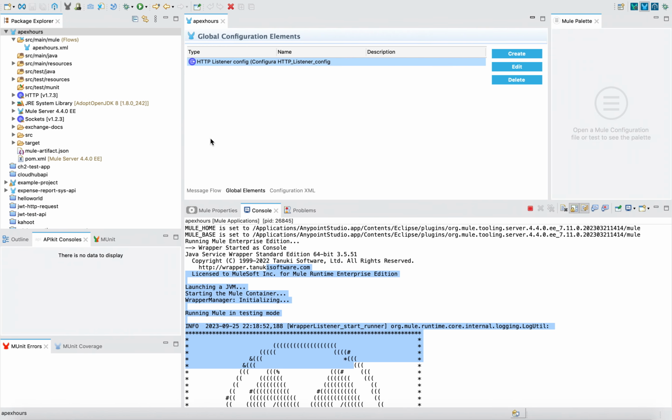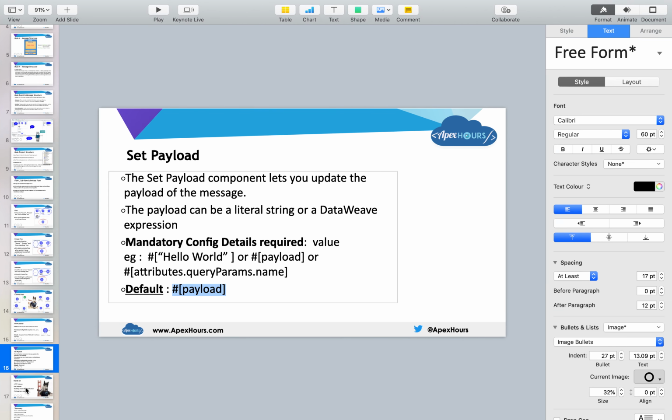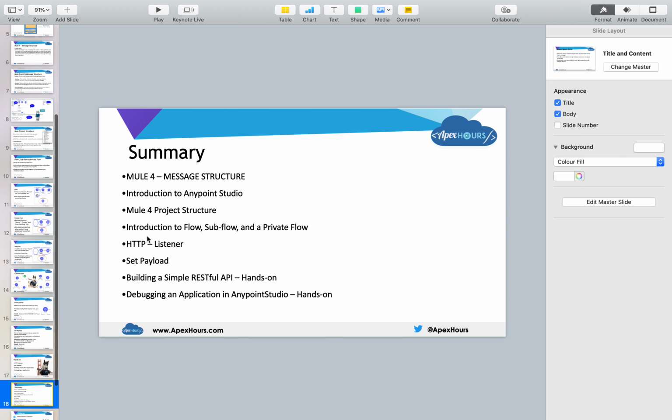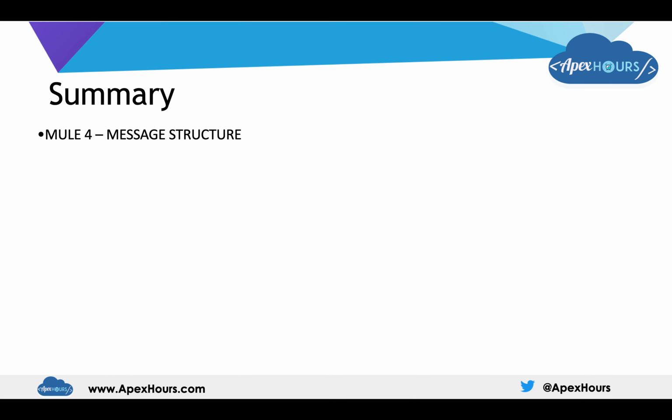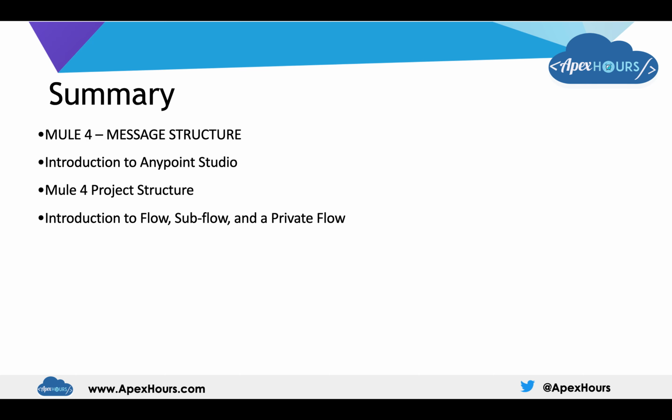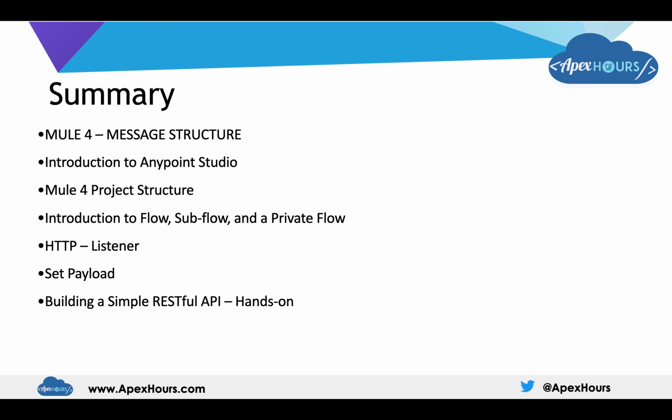Hope you like this session. That is a very quick summary. What we have learned so far, we have learned a lot in the first session itself: Mule message structure, Anypoint Studio, Mule project structure, introduction to flow, subflow, private flow, which we will learn a lot more about in our coming sessions. Listener, payload, and of course I used the transform message connector here for building a simple RESTful application. This is all we have learned in this session.